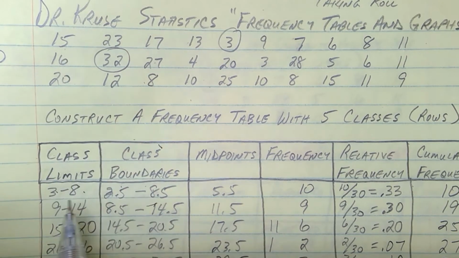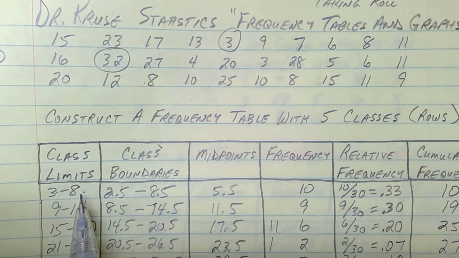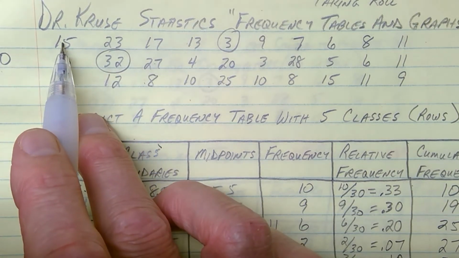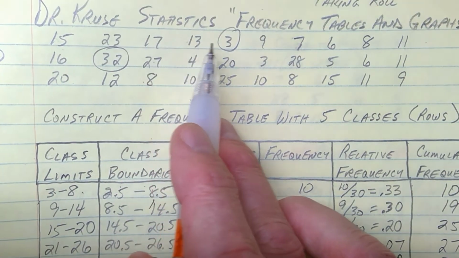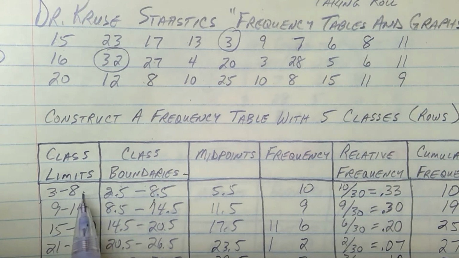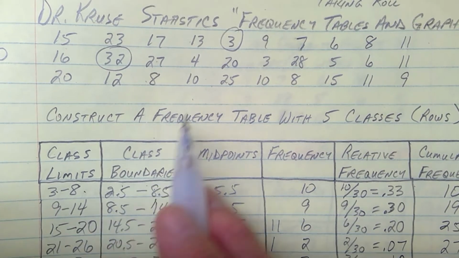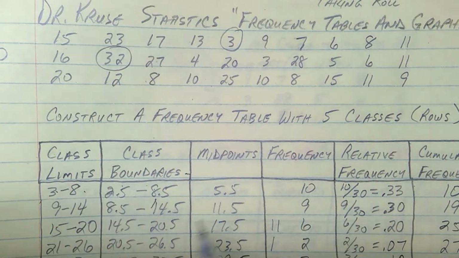So I could go up here and every time I see a value between 3 and 8, I would put a little tick mark or a tally mark here. So that's no, no, no, no. There's one. That's 3 to 8. Actually, I'm looking at the class boundaries. Is it between 2.5 and 8.5? But this is close enough. All right, so 3, yeah, that goes in row 1.